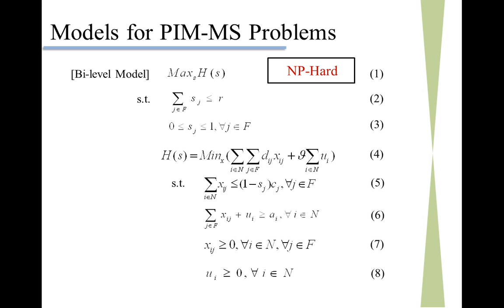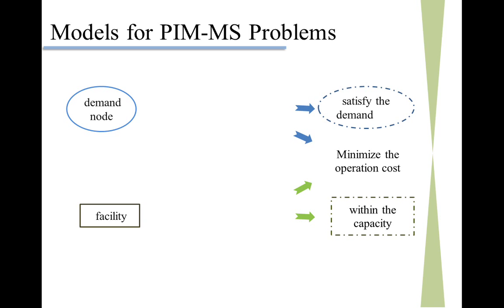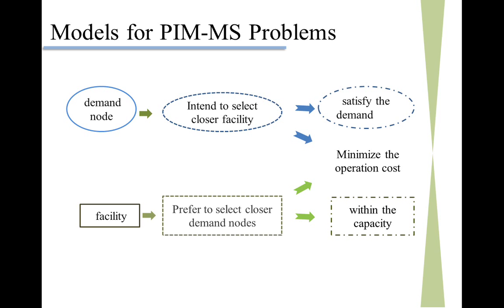However, solving bi-level model is an NP-hard problem. We can make use of heuristic information to simplify the solving. Consider the lower level reassignment problem. In order to minimize the operation cost, demand node intends to select closer facility to satisfy the demand. On the other hand, within the capacity, each facility prefers to select closer demand nodes to minimize the operation cost.